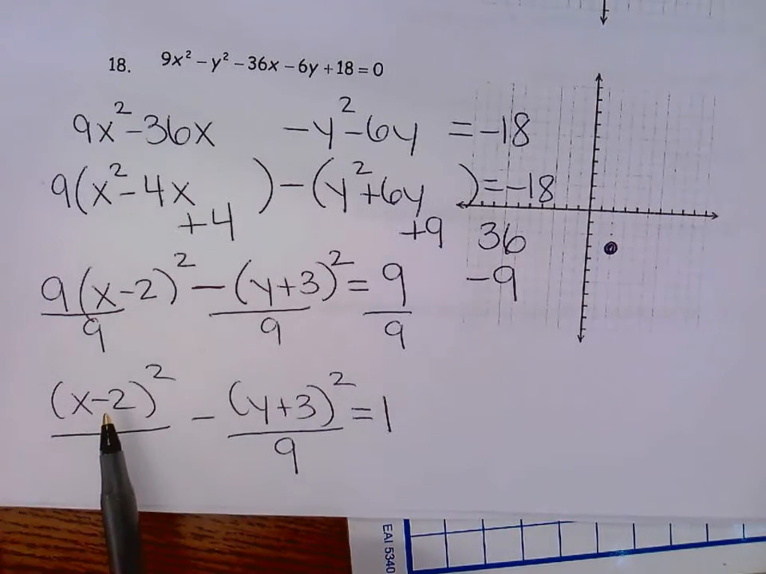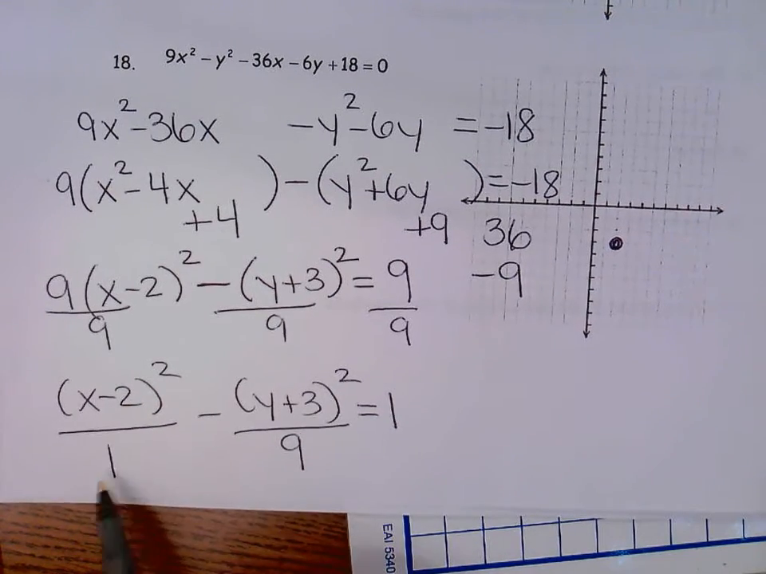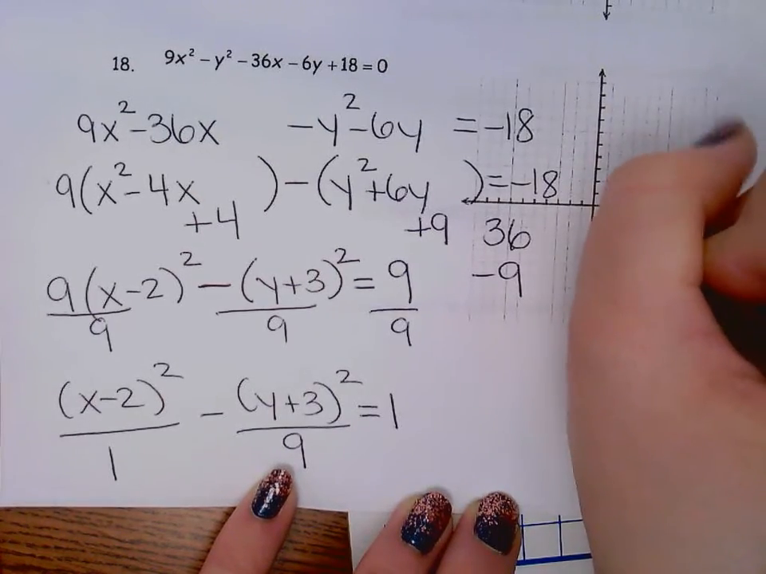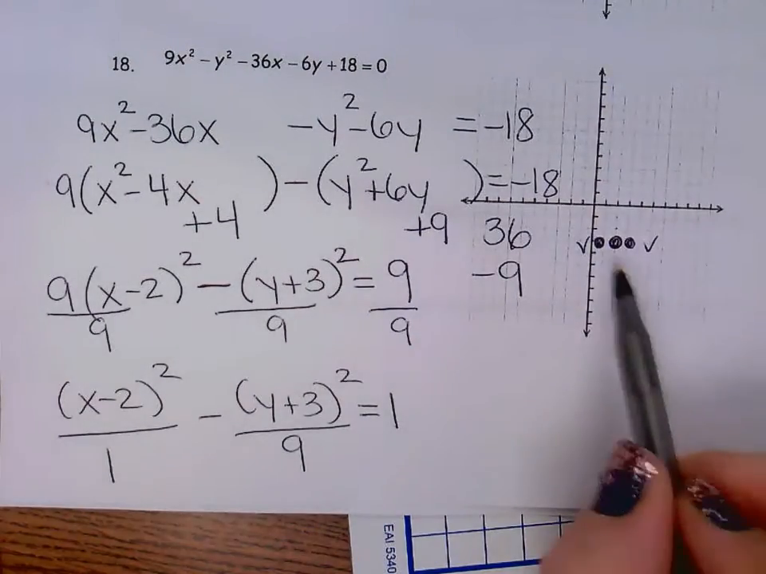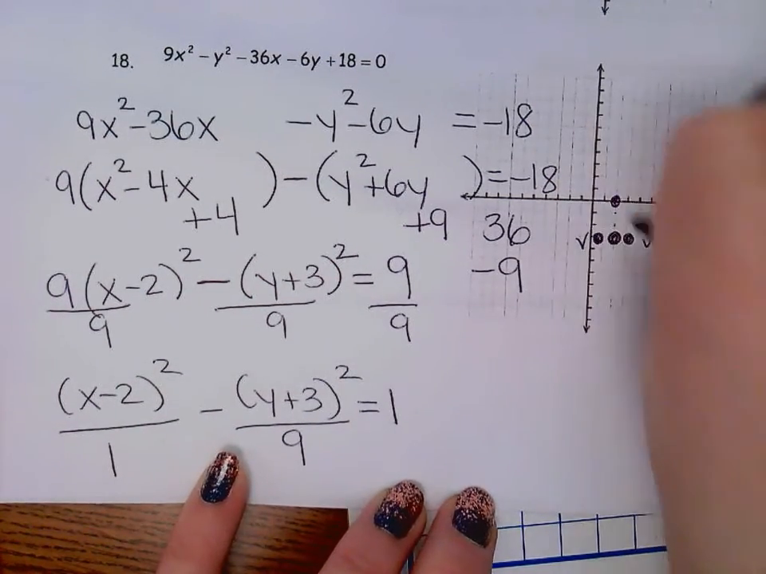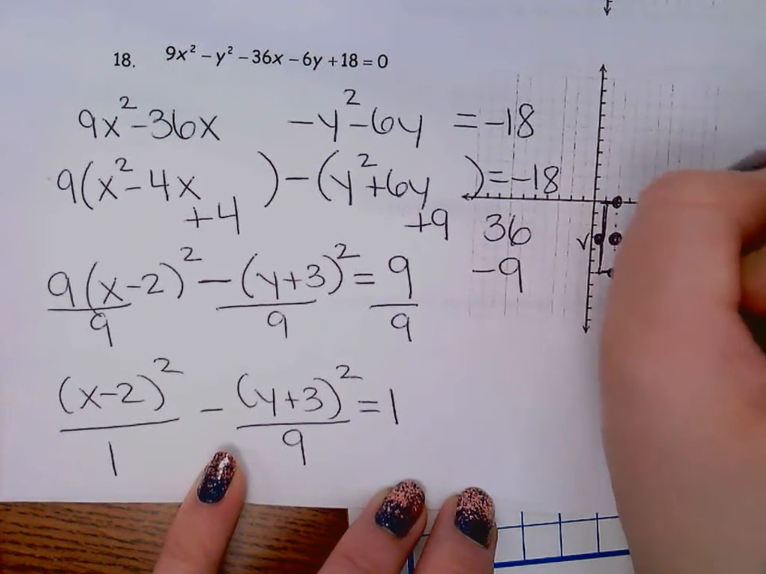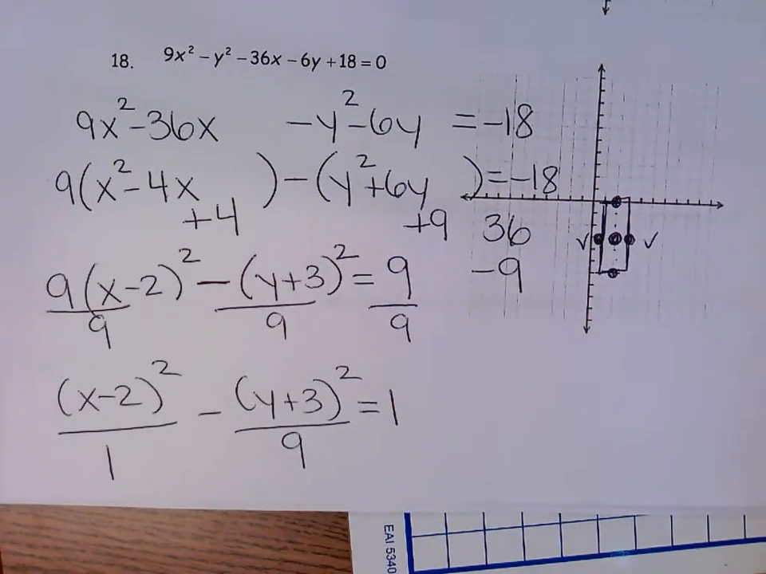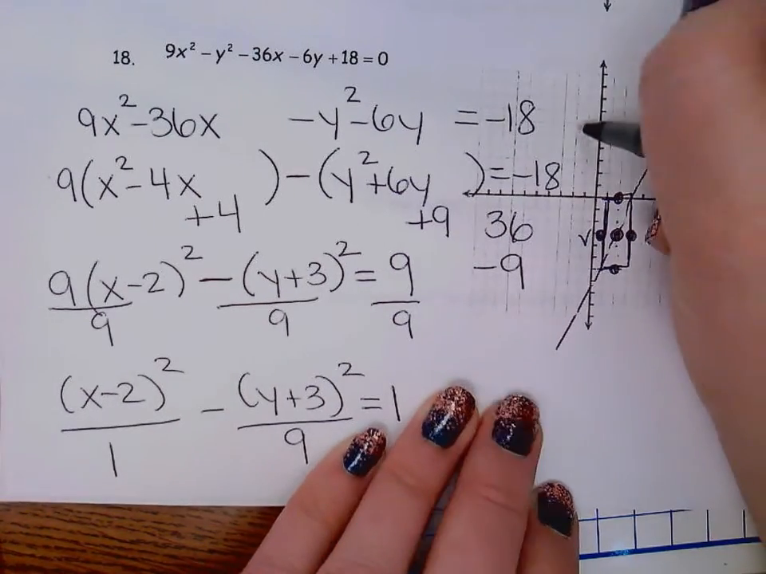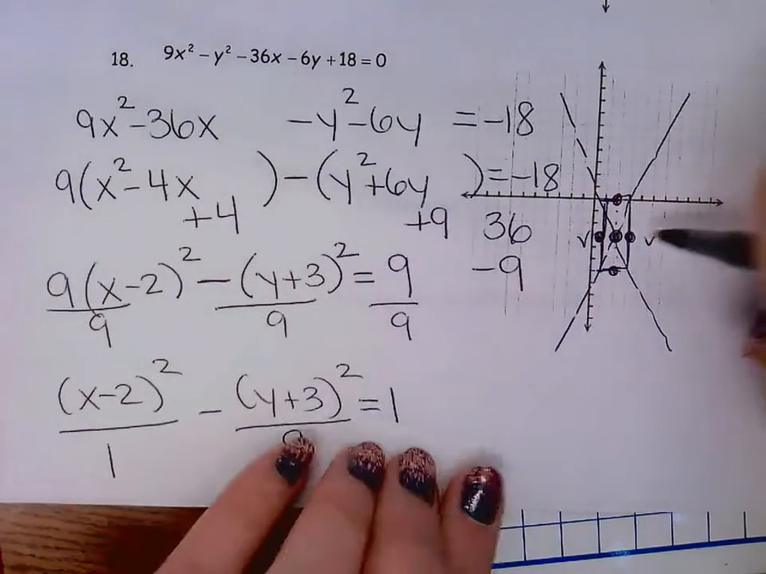I know that this is a horizontal hyperbola because x is coming first, and the square root of 1 is 1. So the vertices are very close to the center. Those are my 2 vertices. I'm just putting V's there to remember. I have to go 3 in the vertical direction. 1, 2, 3, put a dot. 1, 2, 3, put a dot. Box that in, because that's the framework for your asymptotes. Your asymptotes go through the diagonals of that rectangle, and then you can draw in your hyperbola.